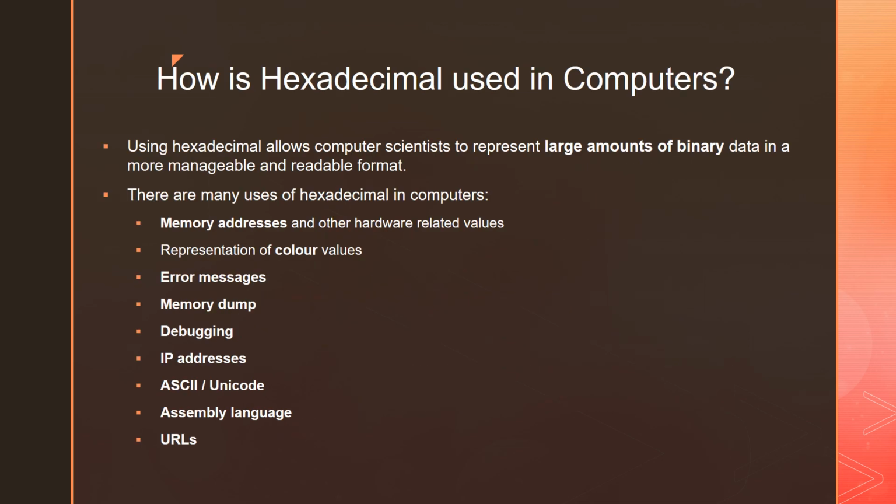So how is hexadecimal used in computers? There are a lot of ways we can use hexadecimal digits in our system. It allows computer scientists to represent larger amounts of binary data in a more manageable and readable format. There are many uses of hexadecimal in computers, and some of the uses I have mentioned here, like memory management, memory addresses, representation of color values. We can use it to represent error messages, memory dump, debugging, IP addresses. We have already talked about IP addresses. ASCII and Unicode. We can use hexadecimal to represent URLs and assembly language.